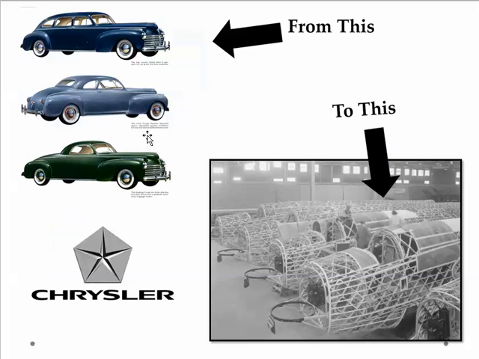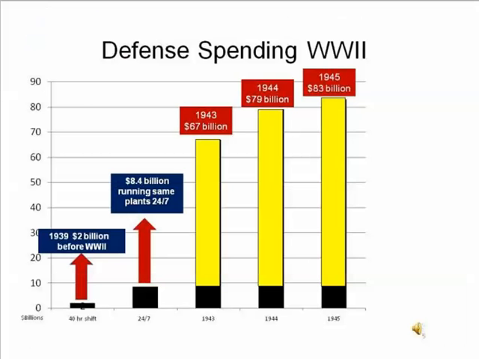Chrysler used to make these cars, but it converted over, wartime conversion, to these airplane fuselages, the body of the airplane here. And defense spending during World War II, from 1939, was $2 billion, and then by 1945, the end of the war, it rose all the way to $83 billion.